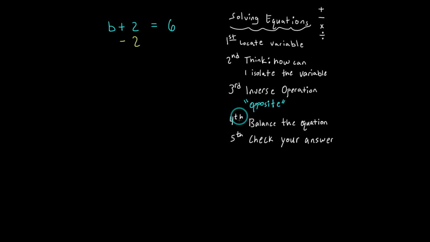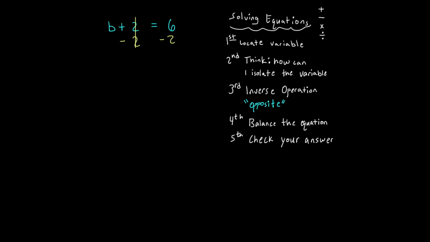The fourth step is to say, hey, I've got to balance this equation. Another way of thinking about that is, well, if I'm subtracting 2 from this side, I've got to do it to the other side. So I'm going to subtract 2 on this side as well. Well, 2 take away 2 will give me a value of 0. So these values actually cancel out.